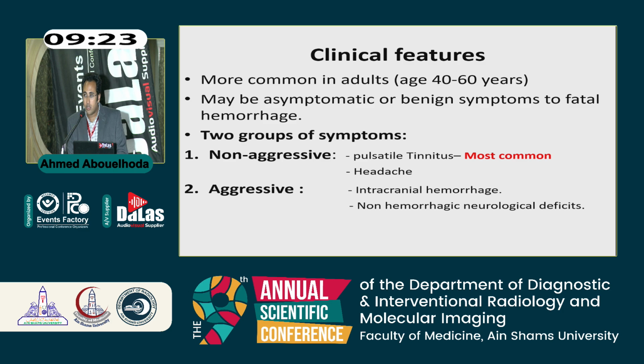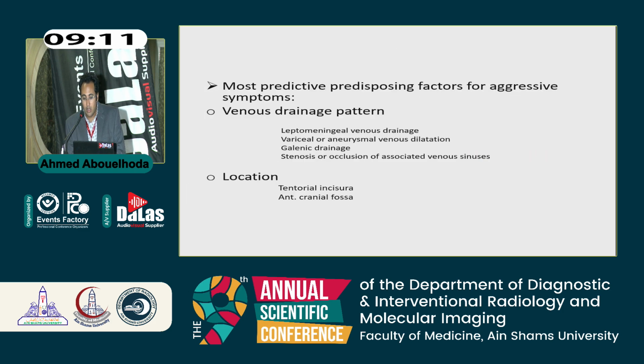The clinical features of the dural fistula vary dramatically, from being asymptomatic to just having some benign symptoms like pulsatile tinnitus and headache, and aggressive symptoms can reach up to intracranial hemorrhage. We have to predict the aggressive symptoms. We have to assess the venous drainage and the location itself. For the venous drainage, it's more aggressive if you have a leptomeningeal venous drainage, an aneurysmal venous dilatation, or galenic drainage, or there is a stenosis or occlusion of the associated venous sinuses.